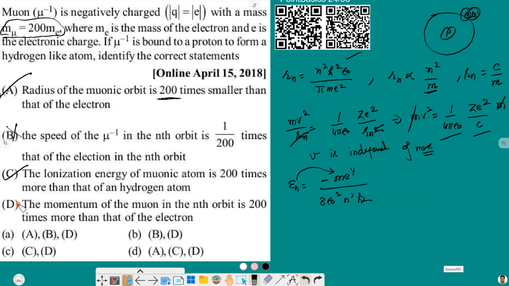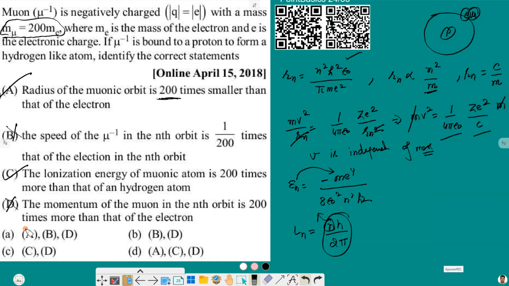And now moving to option D, momentum of the muonic atom in the nth orbit is 200 times more than the electron. We know from Bohr's relation that Ln is equal to nh by 2 pi, and it is independent of any mass. This h by 2 pi is constant and n is the orbit number. So if we are discussing the same orbit, then it does not change. So statement D is also wrong here.